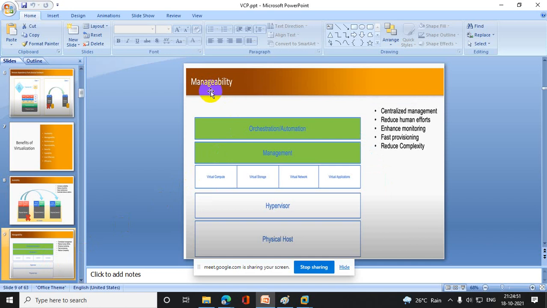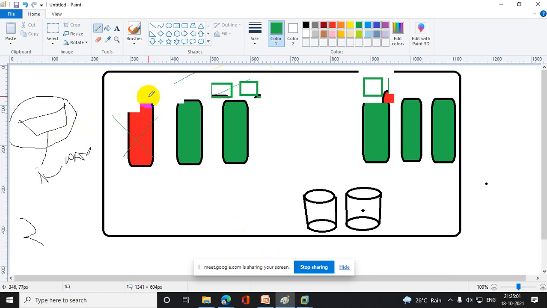Next is manageability. Manageability, that's what I'm telling you here: centralized management, reduce human effort, enhance monitoring, fast provisioning and reduce complexity. That means, see, this server is having an issue. Might be this server is located in France, and there is a holiday, Christmas, and no one is in the data center, and all the machines are running on it. Now who will monitor whether my machines are running or not? That monitoring is done by vCenter. That kind of features are there.